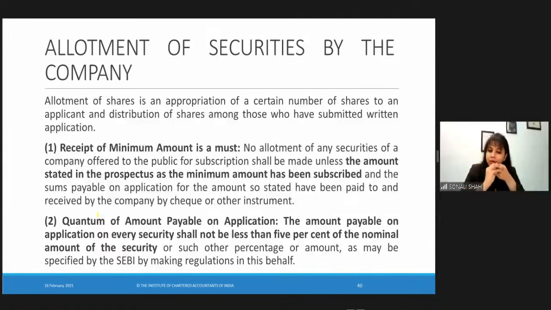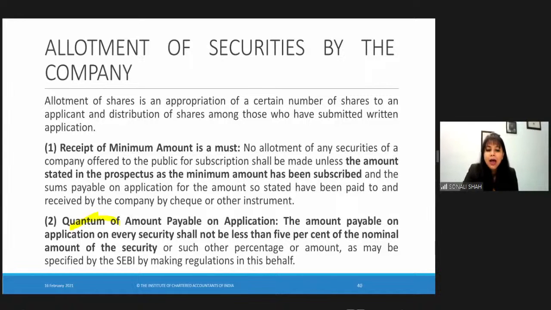So minimum subscription value has also been received and minimum application value has also been received. In your study material, you will see they have not told the percentage 5% or 90%. This is because the percentage that we are talking about is governed by SEBI under CDR regulation. So we are not studying SEBI for students. That is why law says the minimum amount has to be prescribed.